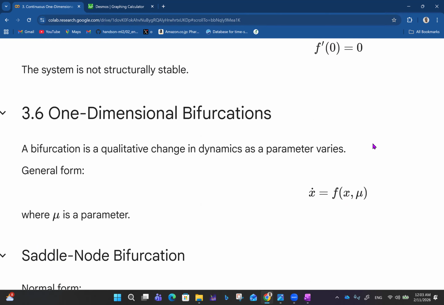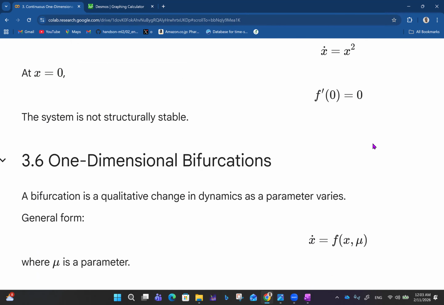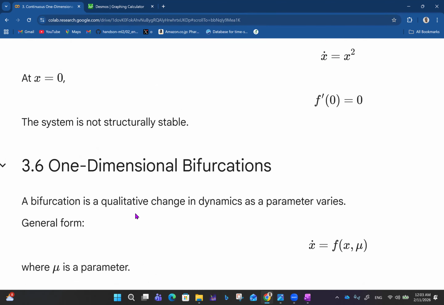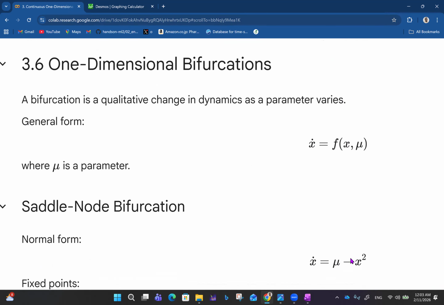Then we move on to one-dimensional bifurcations. A bifurcation is simply a qualitative change in dynamics as a parameter varies. As you vary parameters, the function might vary, and as the variation happens, that's when you talk about bifurcations. Maybe within a particular range the system behaves in a particular way, but by the time you change the parameter, the behavior changes. The general form is x dot equals f of x comma mu, where mu is a parameter. As you keep changing mu, you can see changes.